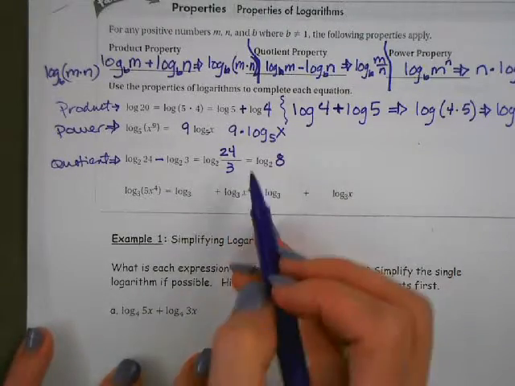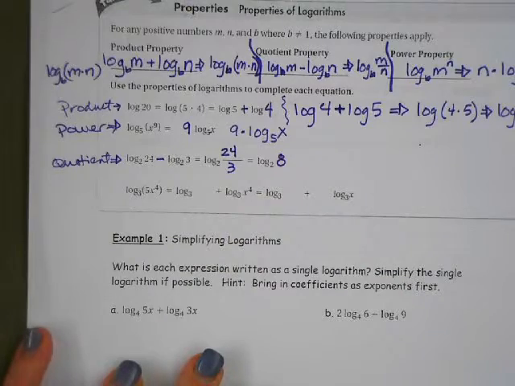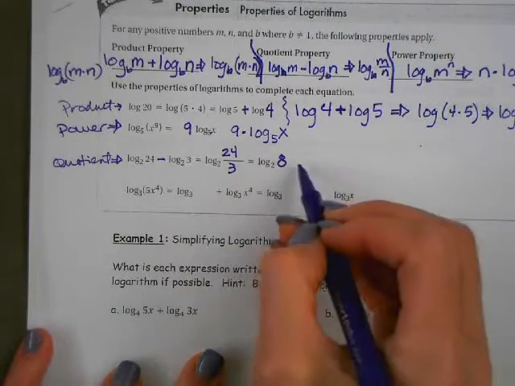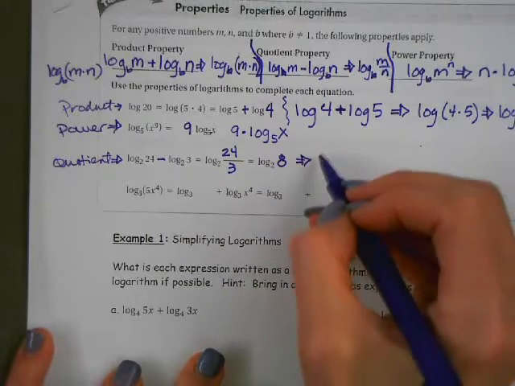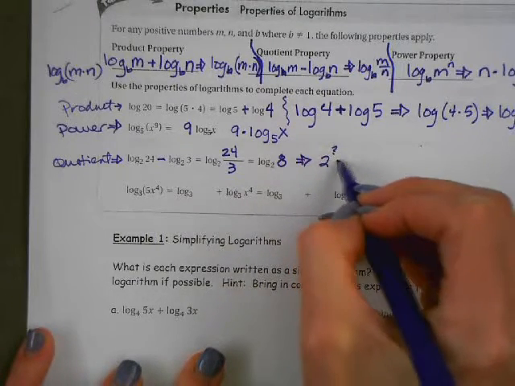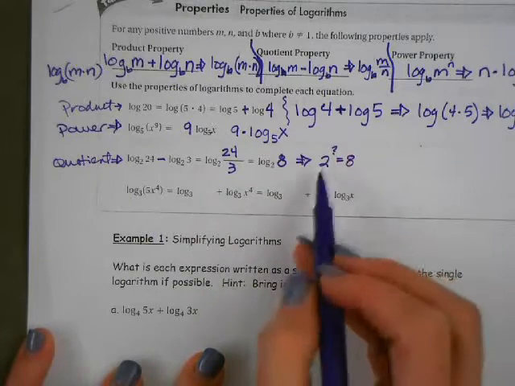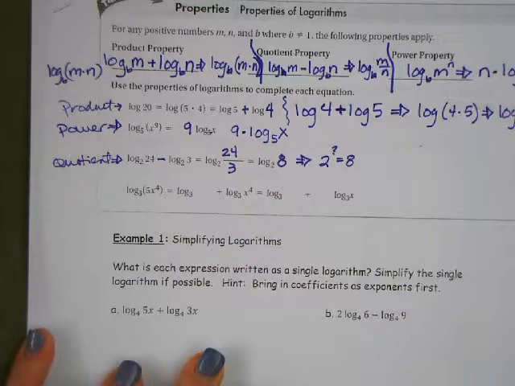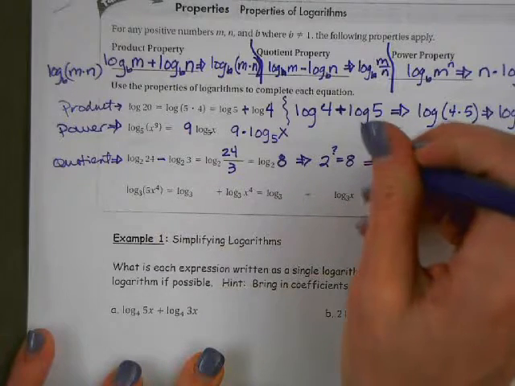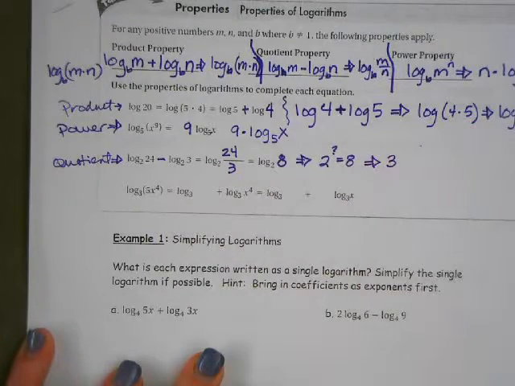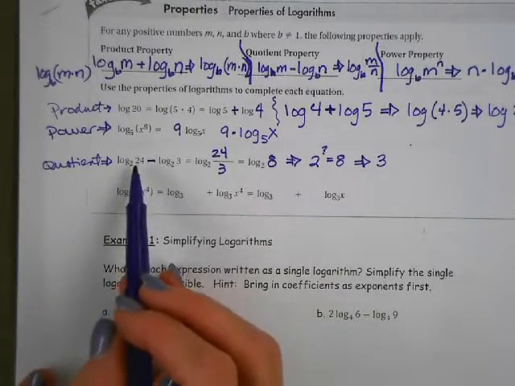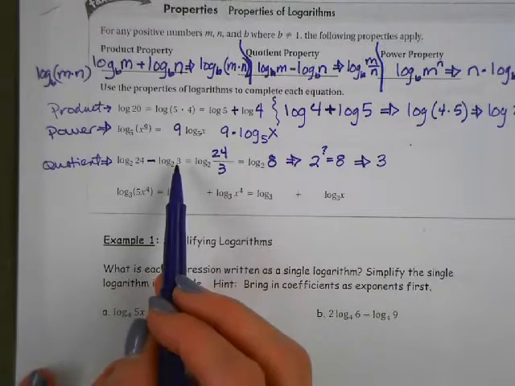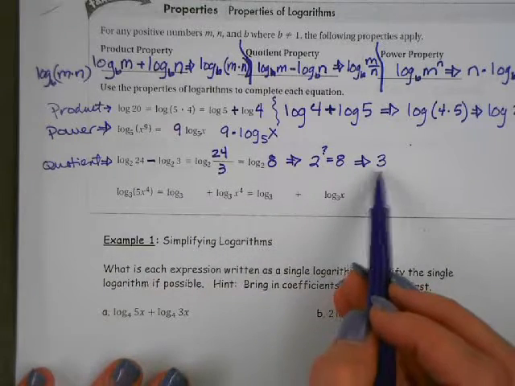Okay. Can this be reduced any more? Log base 2, 8. Well, what is that asking me? It's saying 2 raised to what power gives me 8? Do we know what 2 raised to a power gives me 8? 3. So the answer becomes 3. So when I look at log base 2, 24, and I'm subtracting log base 2 of 3, it actually equals a value of 3.